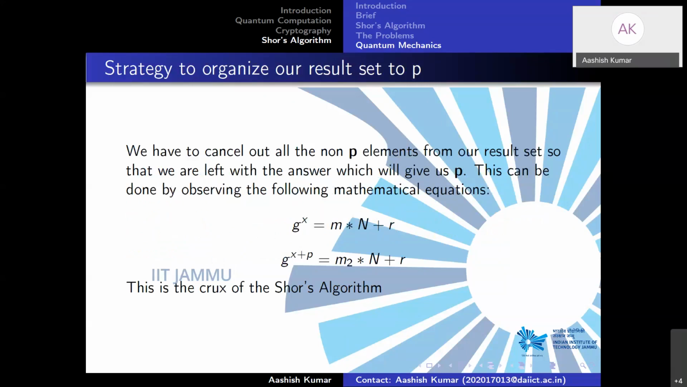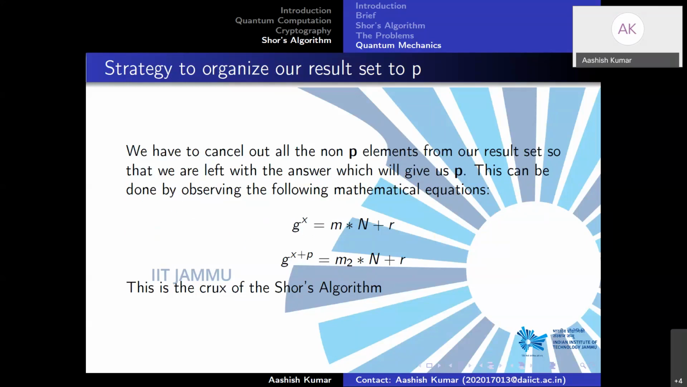So what is the strategy that we're going to take to set up our result set to get P? P would be the power. So we have to cancel out all the non-P elements from our result set, and we are left with the answer, which will give us P. This can be done by observing the simple mathematical equation that G to the power x equals m into n plus r. But also, if we add something to the power x, it will result in the same remainder, but the multiple of n would be different.